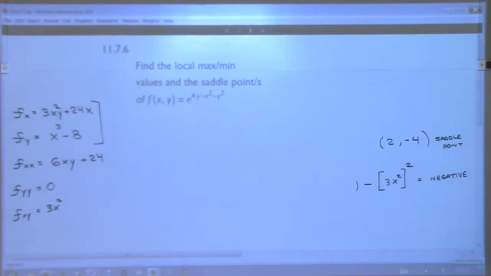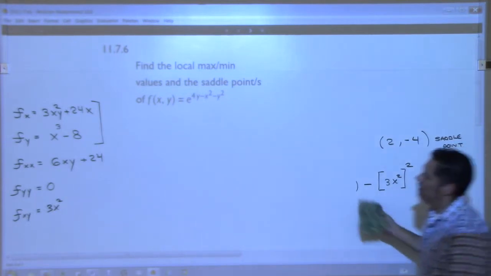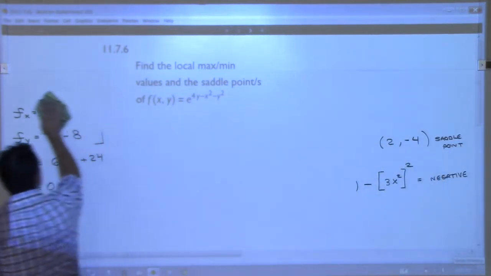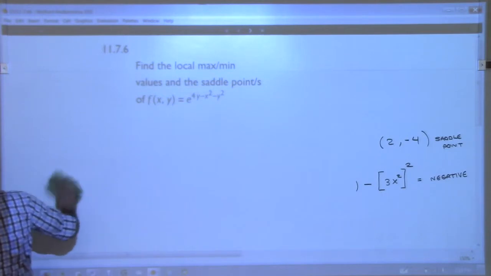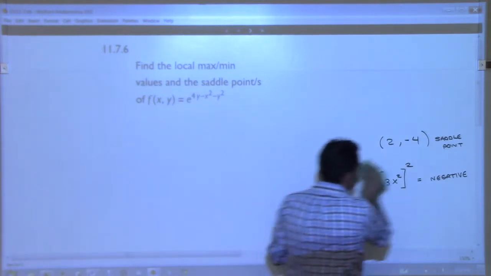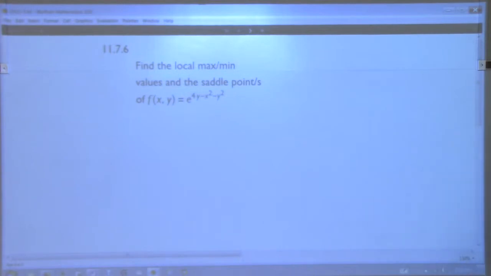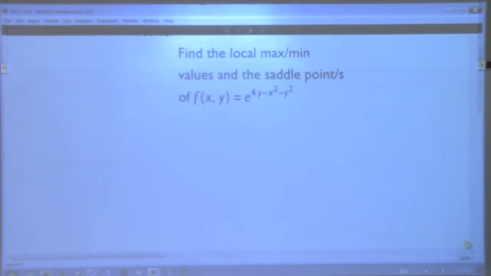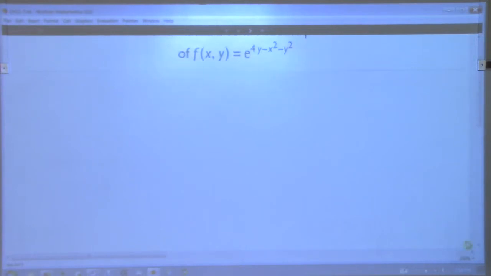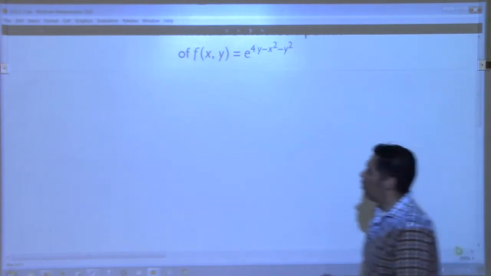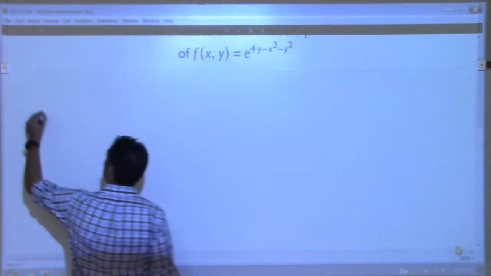Now we're starting to get somewhere. How about this exponential function of two variables? Okay. Find any local maximums or minimums of this guy. Ooh. What's the partial of f with respect to x?